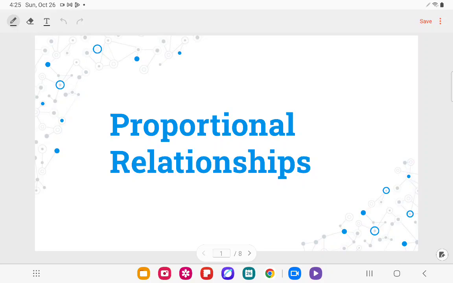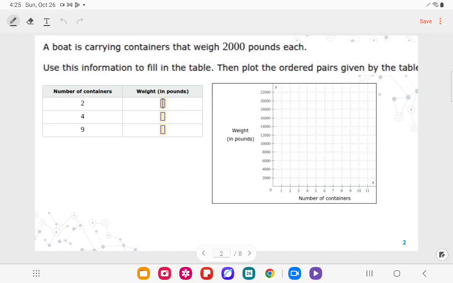Hey there, today we're going to be talking about proportional relationships, how to graph them, and how to identify if a graph or a table is proportional or not. So let's go ahead and look at an example.